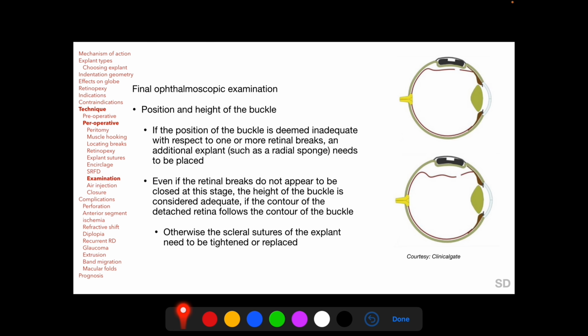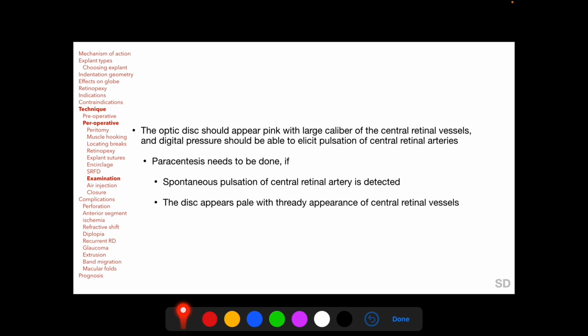And even if the retinal breaks do not appear to be closed at this stage, the height of the buckle is considered adequate if the contour of the detached retina follows the contour of the buckle. Otherwise, the scleral sutures of the explant need to be tightened or replaced. The optic disc should appear pink with large caliber of the central retinal vessels, and digital pressure should be able to elicit pulsation of central retinal arteries.